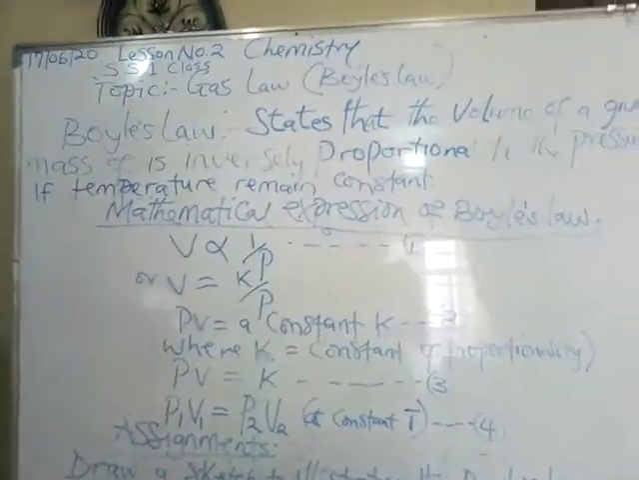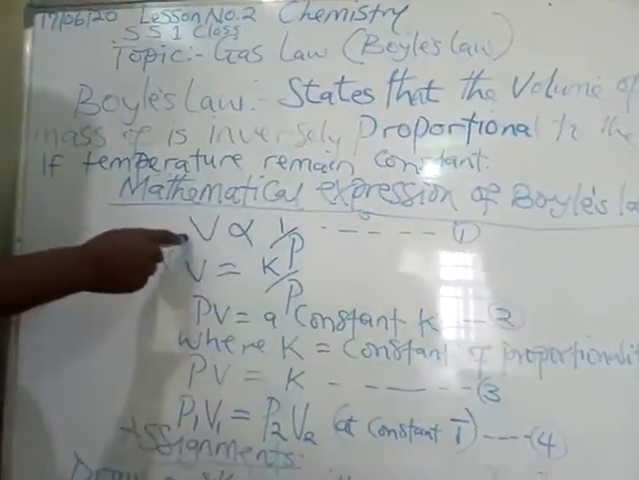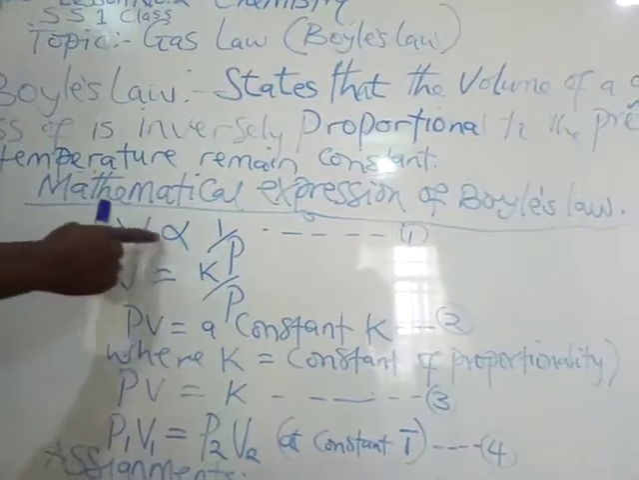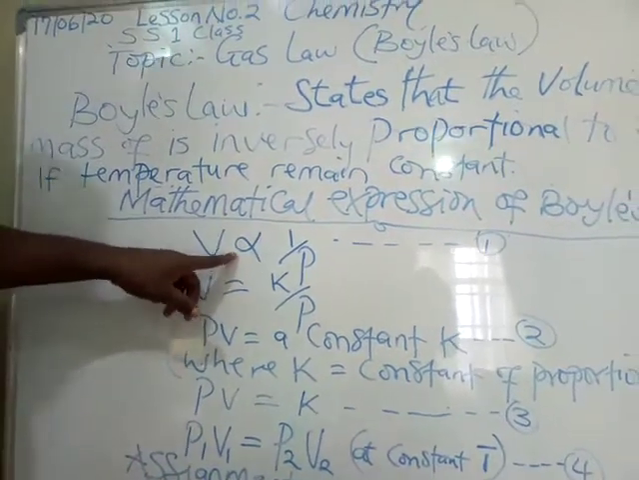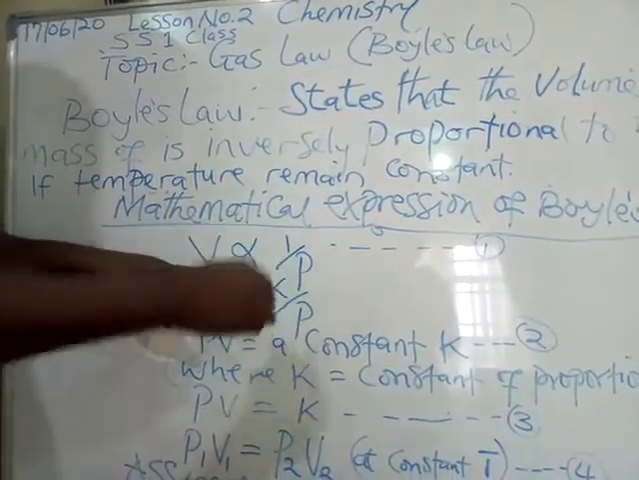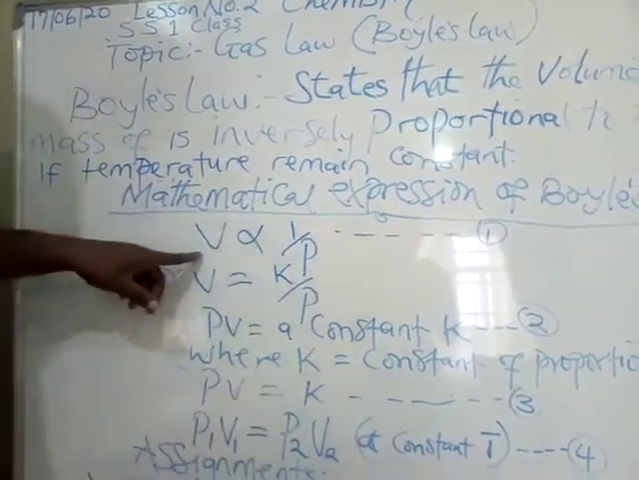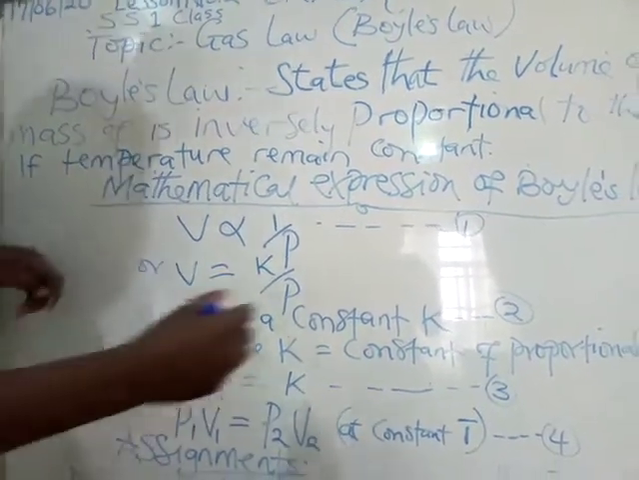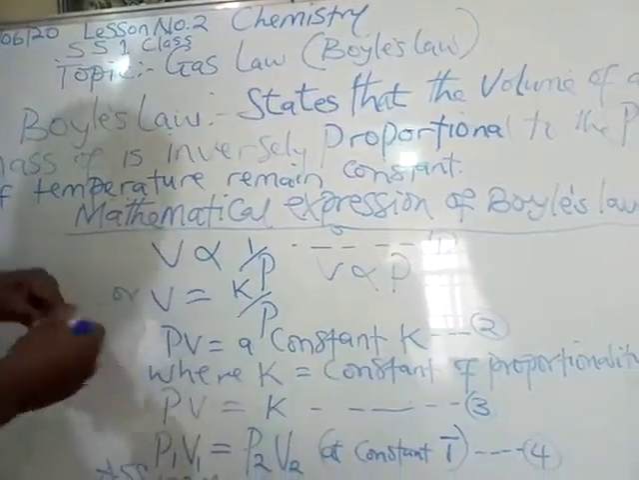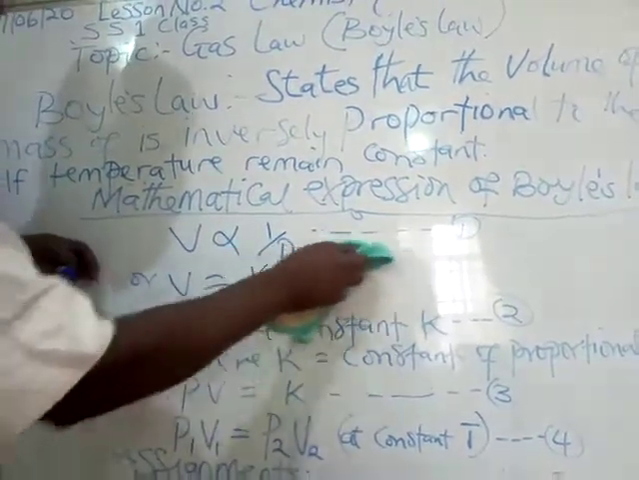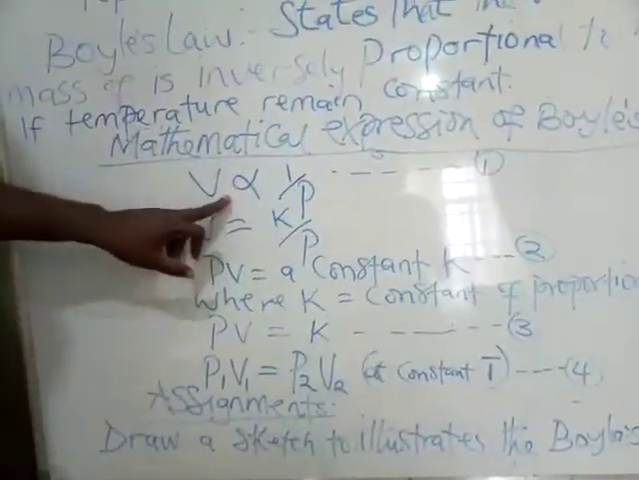Of course, we express Boyle's law mathematically. In the first line, we have V is inversely proportional to P. We have inversely proportional and we have direct proportional. Inversely proportional is when you see 1 over P. Whenever you see 1 over P, it describes inverse proportion. But in direct proportion, of course, we will say V is directly proportional to P. Here we are talking of the inverse proportion. And when we say inversely proportional, of course, we are talking of Boyle's law.